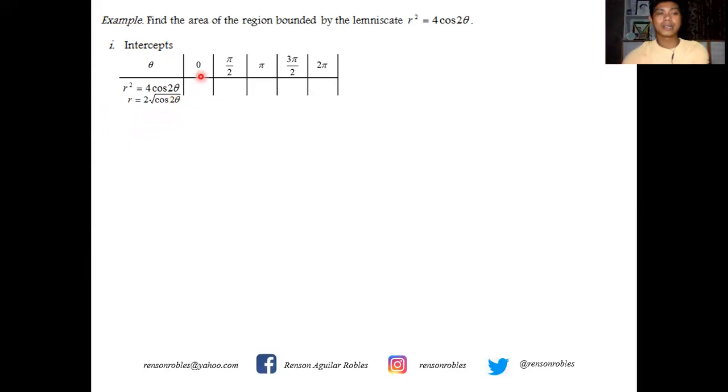So replace theta by 0, pi over 2, pi, 3 pi over 2, and 2 pi, and we get these points. Again, do not forget why this is infinity, because 2 times pi over 2 is pi, cosine pi is negative 1, and the square root of a negative number does not exist. Okay, same with 3 pi over 2. In every multiple of pi over 2, the radius vector r is undefined.